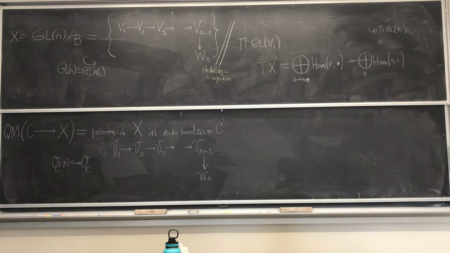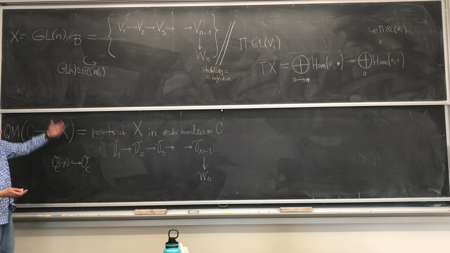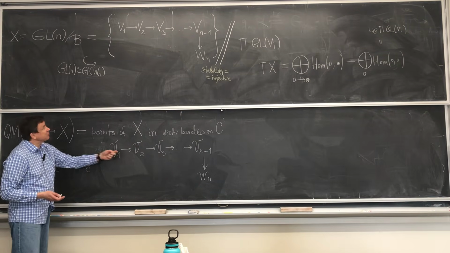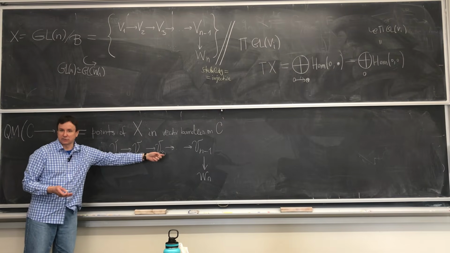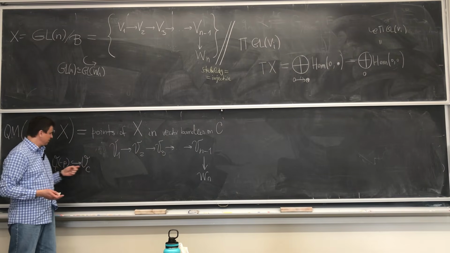Usually when we talk about maps to the flag variety, the actual map to the flag variety would require all the quotients to be torsion free. In fact, here the quotient has torsion.